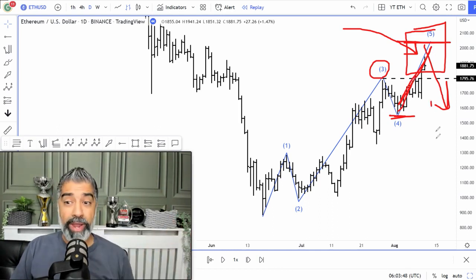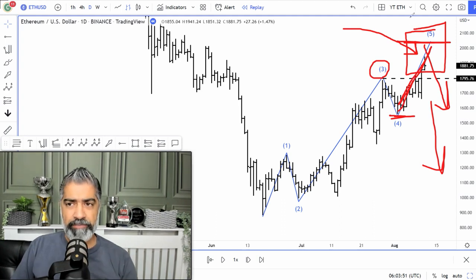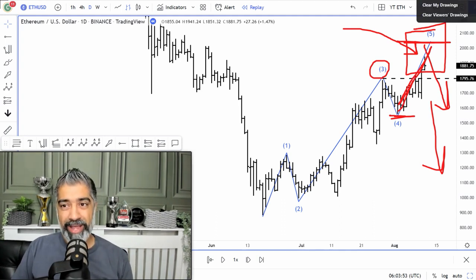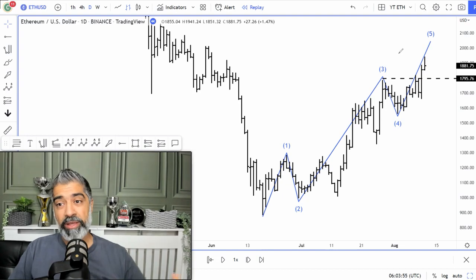And I go, okay, I'm waiting for a correction now. I'm waiting for a correction. And more often than not, it will apply. It doesn't mean it's going to apply. The market's always nothing. But this is the practical use of Elliott waves.